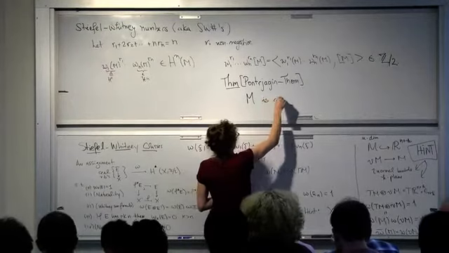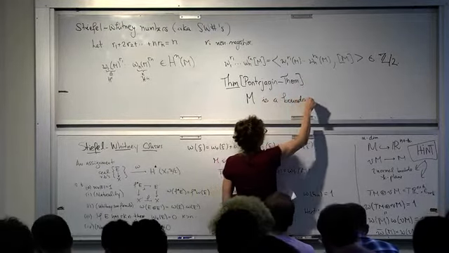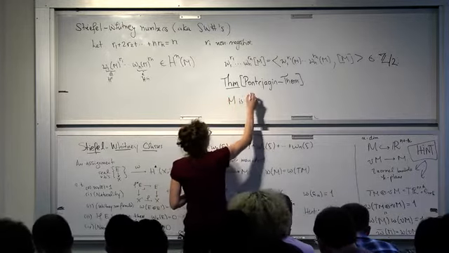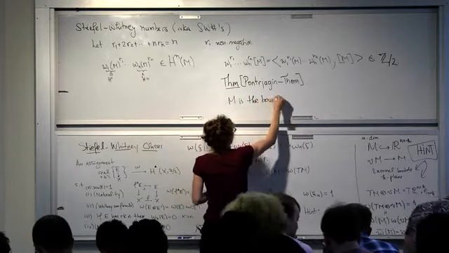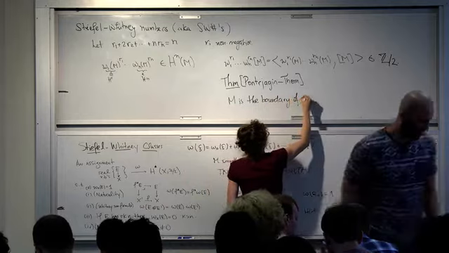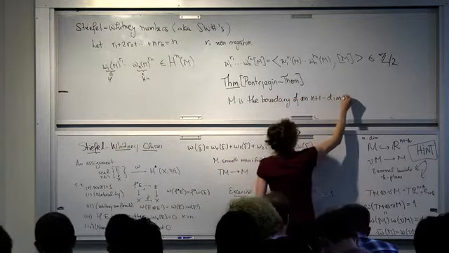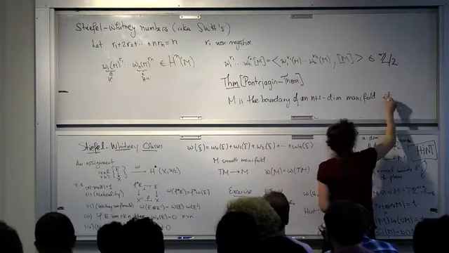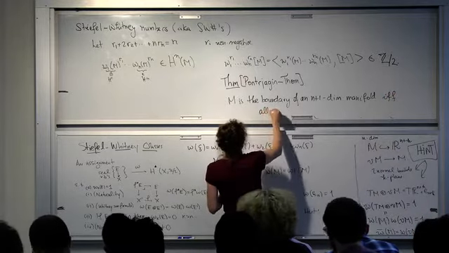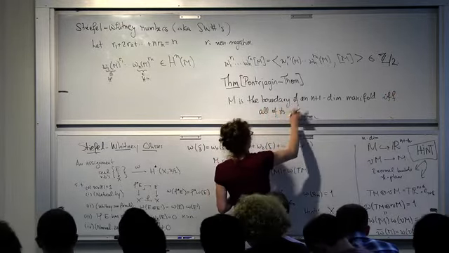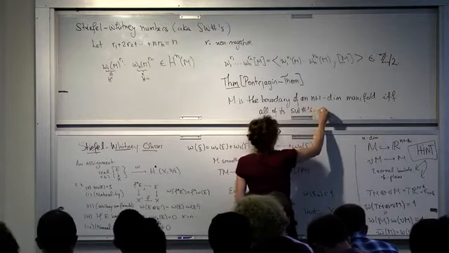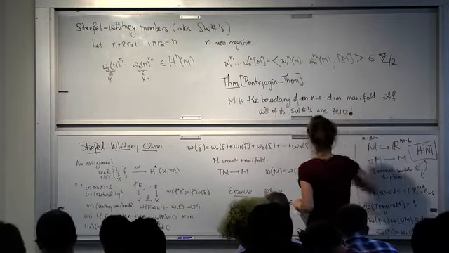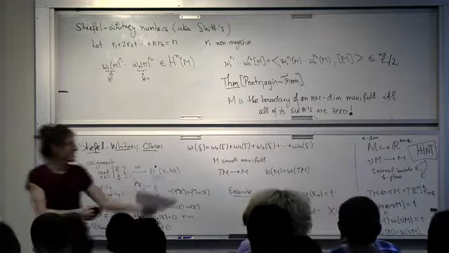M is a boundary. So maybe I'll say it this way: M is the boundary of an n+1 dimensional manifold, smooth, just decorate things accordingly, if and only if all of its Stiefel-Whitney numbers are 0. Thank you, Pontryagin and Thom.